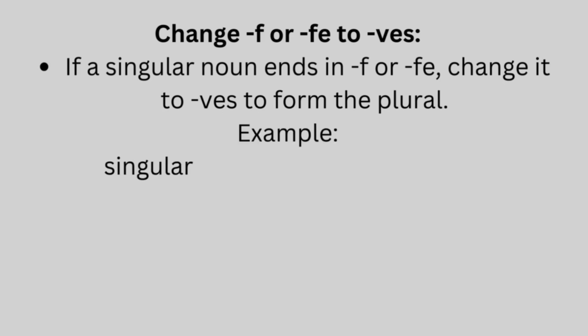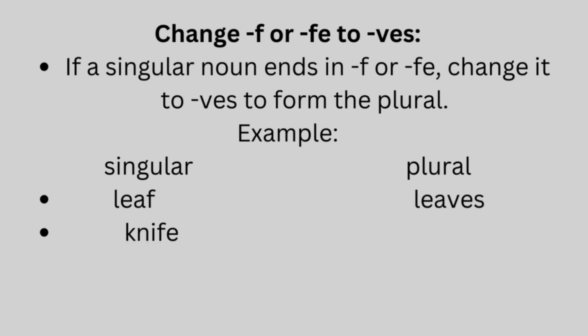Change f or fe to ves. If a singular noun ends in f or fe, change it to ves to form the plural. Example: leaf, leaves; knife, knives.